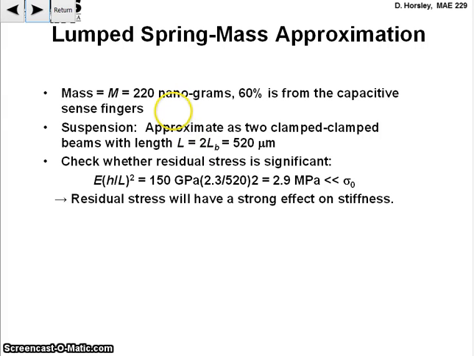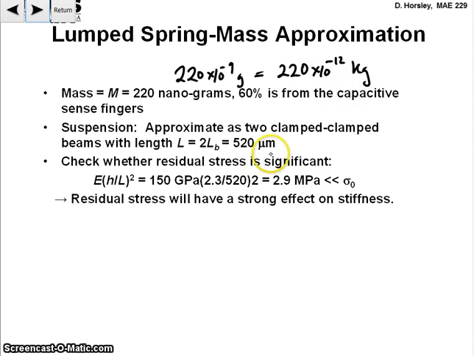So it says the mass of this structure is 220 nanograms. 60% is from the capacitive sense fingers. So this is 220 times 10 to the minus 9 grams, which we could write as 220 times 10 to the minus 12 kilograms. When we're calculating forces, for example, we want to use kilograms as the units, right? Because we end up with newtons being kilogram meter per second squared. So we're not going to use that here, but later on, if we wanted to calculate the natural frequency, which I may do on one of these slides, then we're going to use this as the mass, 220 times 10 to the minus 12 kilograms.